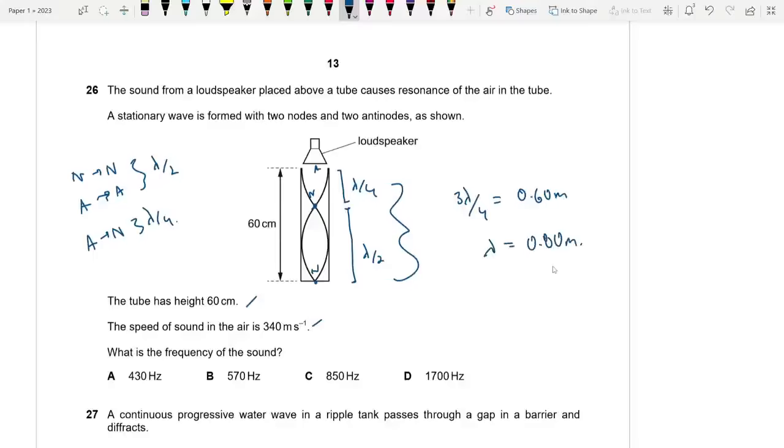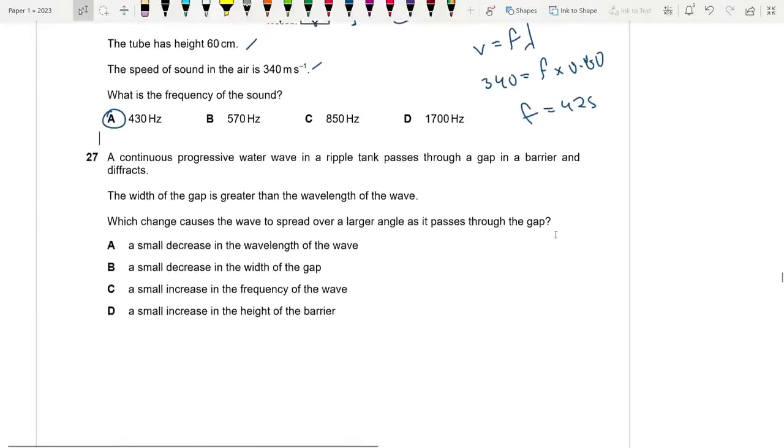That's great. Now we know that the speed v is equal to f lambda. So 340 is equal to f times 0.80. So 340 by 0.8 gives us an answer of 425, which is going to be rounded off to this probably. So 26 is in fact A.